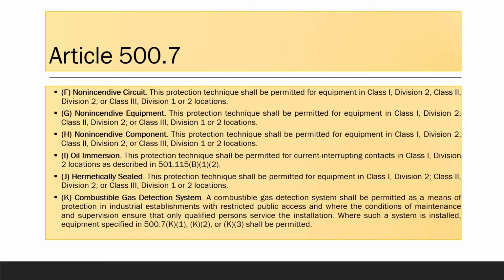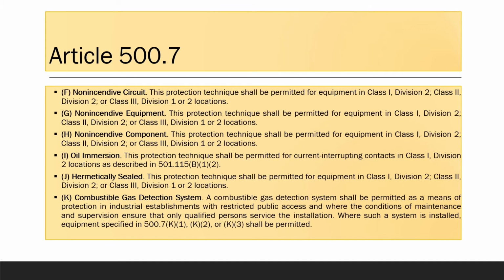Letter J. Hermetically sealed. This protection technique shall be permitted for equipment in Class 1, Division 2, Class 2, Division 2, or Class 3, Division 1 or 2 locations. A hermetically sealed container or space is so tightly closed that no air can leave or enter it, separated and protected from very different conditions outside in a natural way.